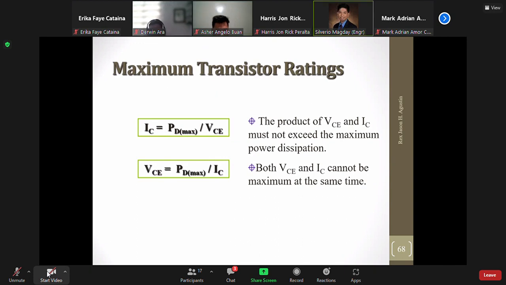For the transistor rating, just like with diodes, your IC is your PD max over your VCE, where your VCE is equal to PD max over your IC. The product of VCE and IC must not exceed the maximum power, and the voltage from your collector to your emitter and IC cannot be at maximum at the same time.